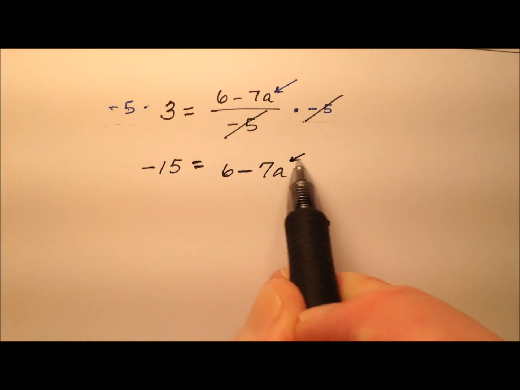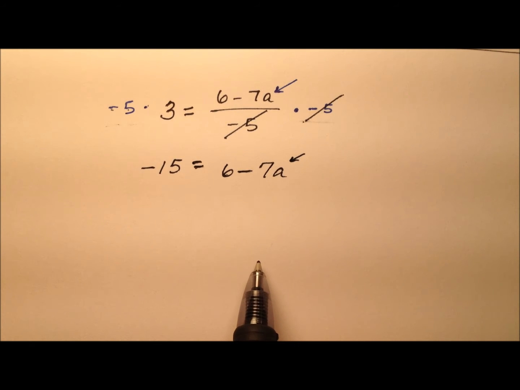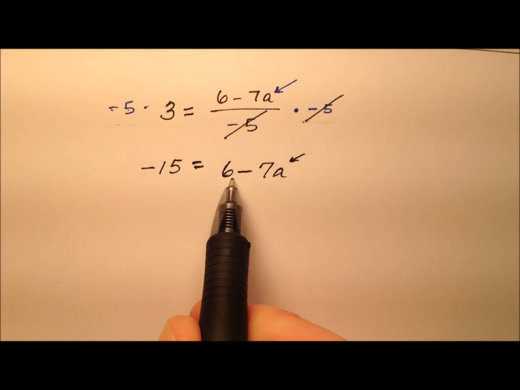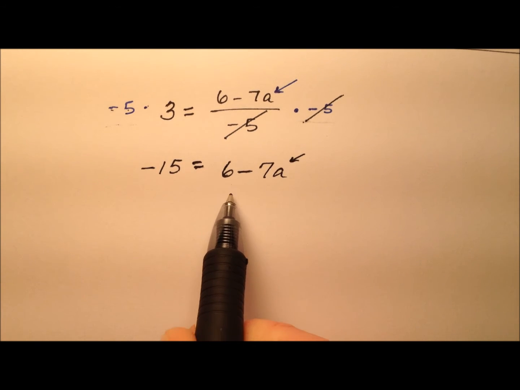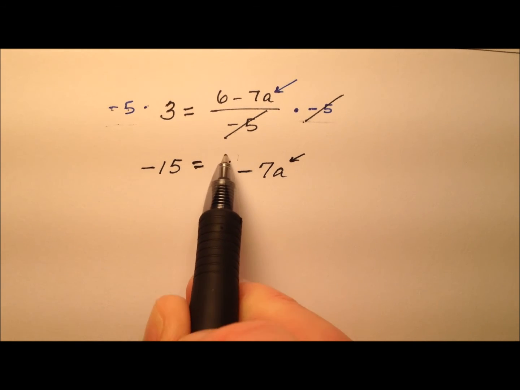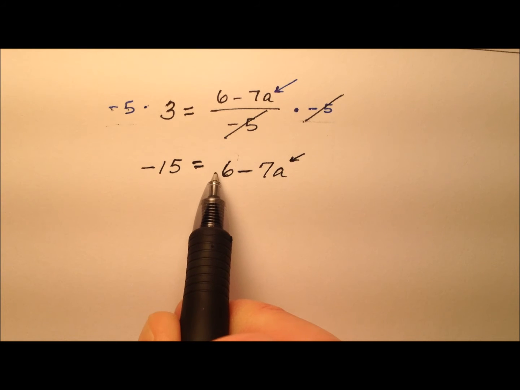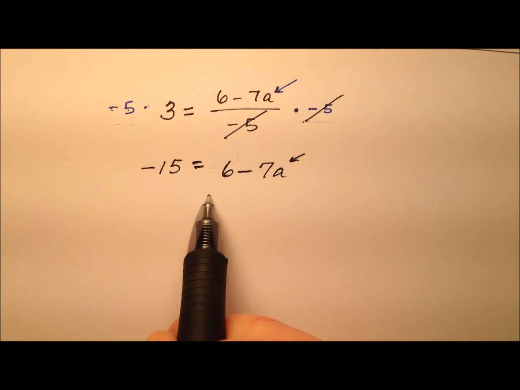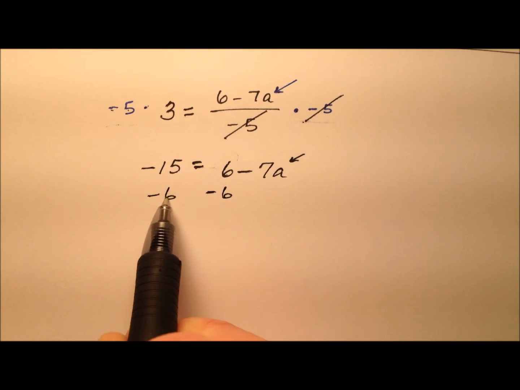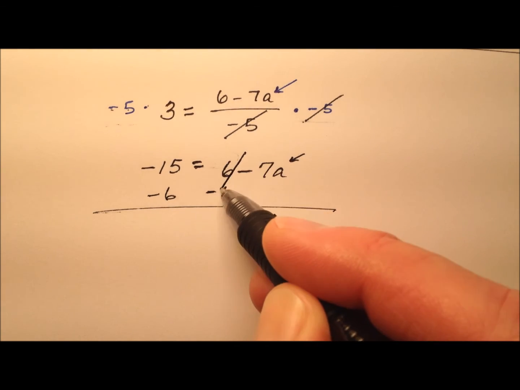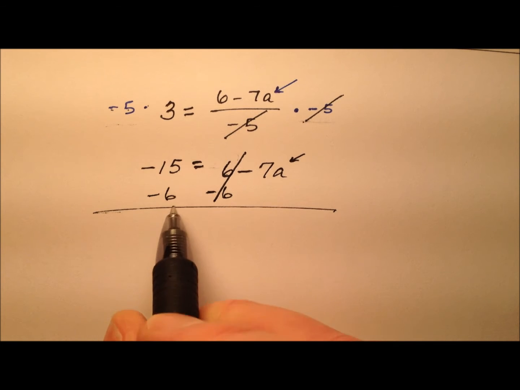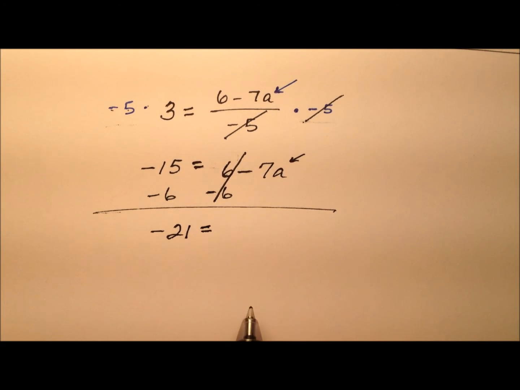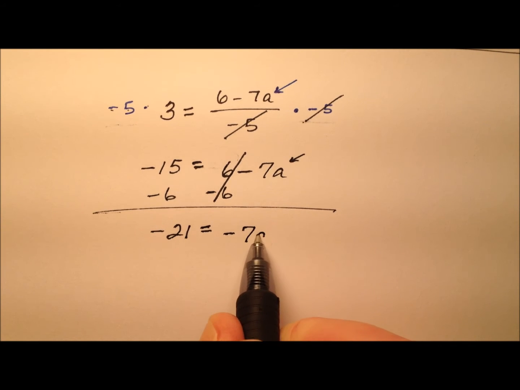Alrighty, so once again we're looking to get this a all by itself. And it looks like we have this 6 over here, this positive 6, and then we're subtracting the 7a from it. So we'd like to get rid of this positive 6. So we'd like to do the opposite of adding 6, and we're going to subtract 6 from both sides. When we do that, these 6s will cancel. So on the left side we'll have negative 21. On the right side we have negative 7a.